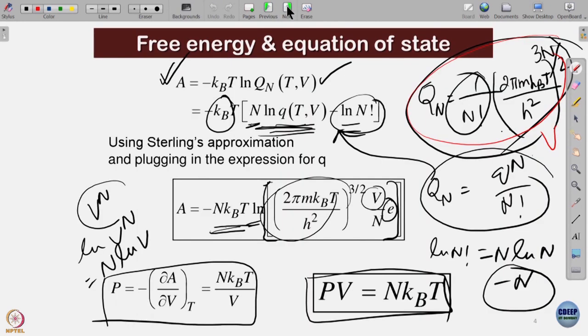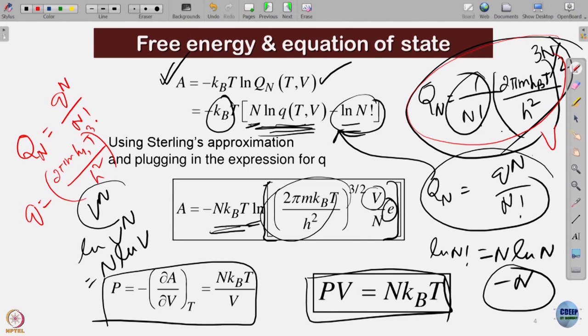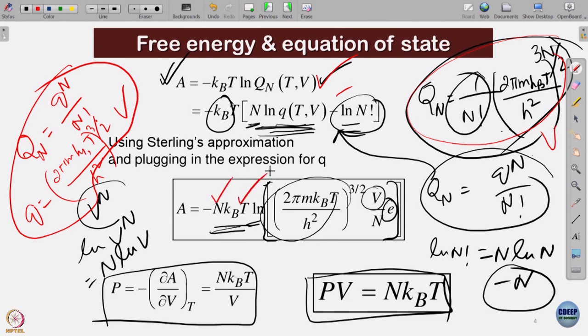All these details were done on the previous page. We wrote down Qn as q to the power n divided by n factorial, and q is this quantity, (2 pi m kB T by h squared) to the power 3 by 2, times the volume V. When that Qn is used in the statistical mechanical expression of free energy, A equals minus kB T ln Qn, where Qn is the canonical partition function, we get this. And then one gets an expression of free energy in terms of N, the total number of particles in the system, the temperature, and the volume of the system.